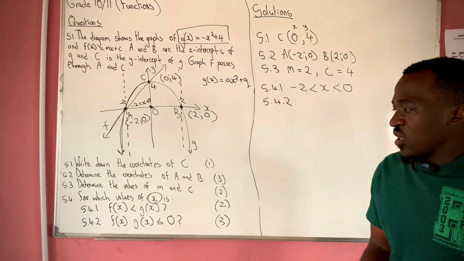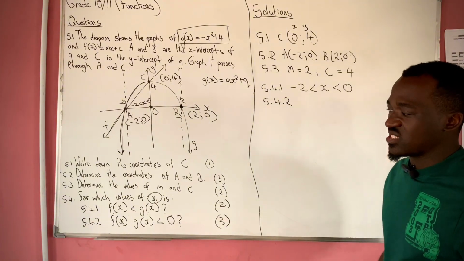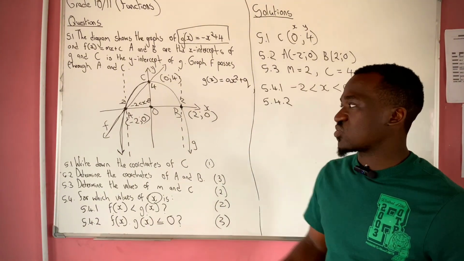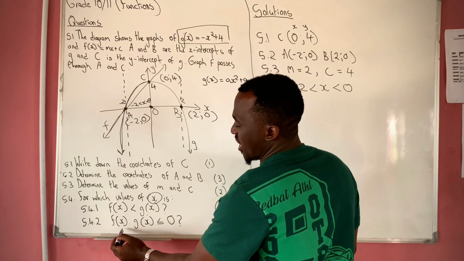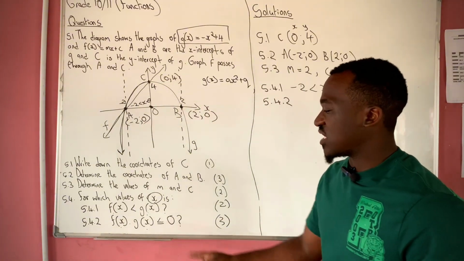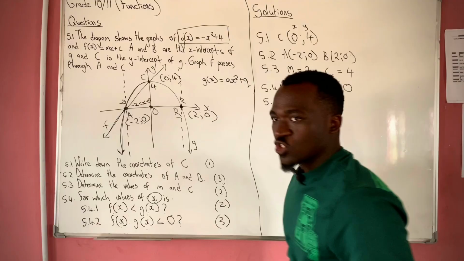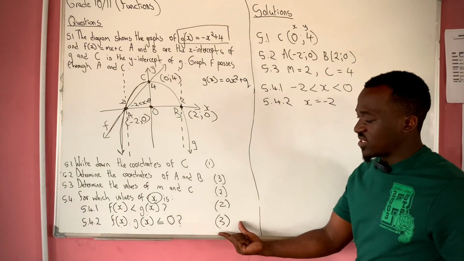Then now 5.4.2. Looking at this one now, I always say it accommodates the intersection. Why? Simply because when we multiply them, they must be less than or equal to 0. At first, we can see where we find the values of f and the values of g and we multiply them, they give us 0. It's only this point here. So at that point, it's going to be x is equal to negative 2. But remember, it's 3 marks.